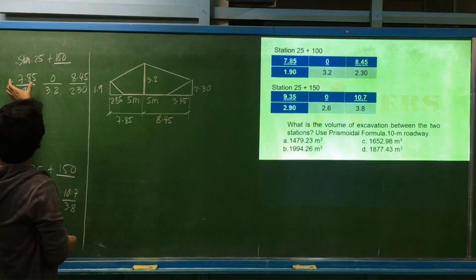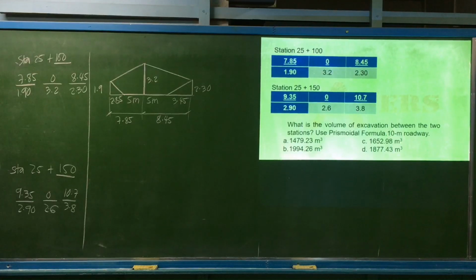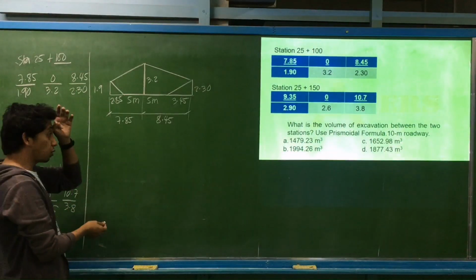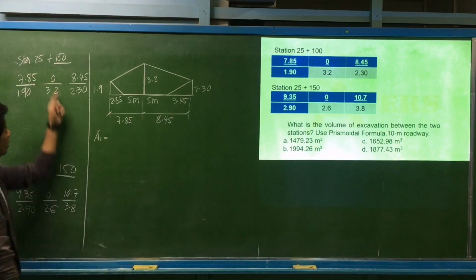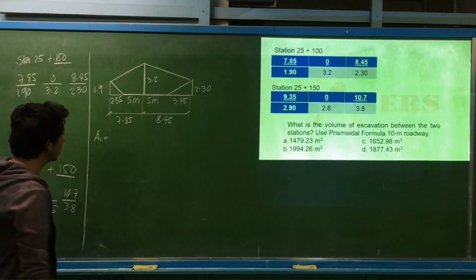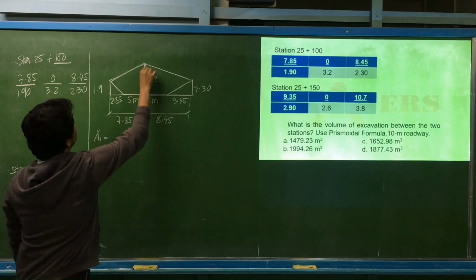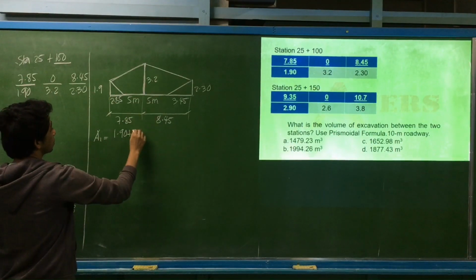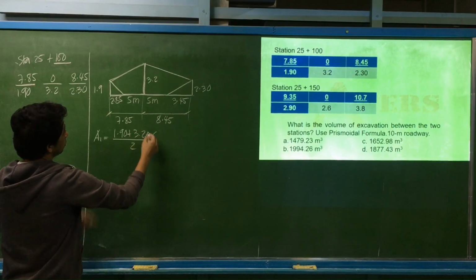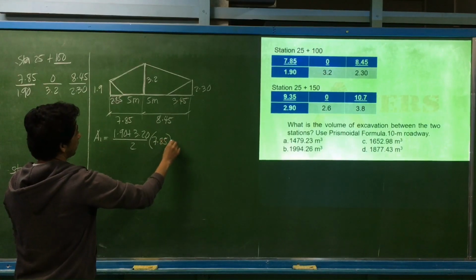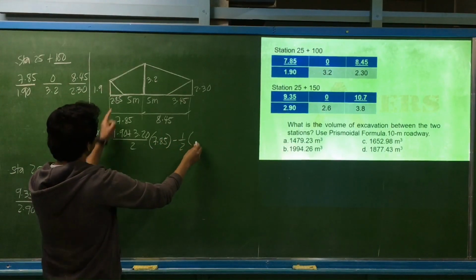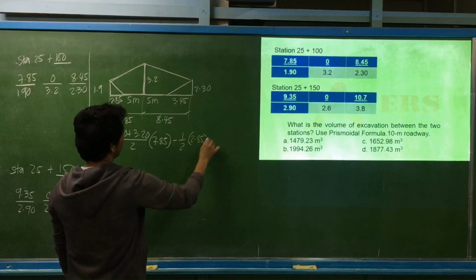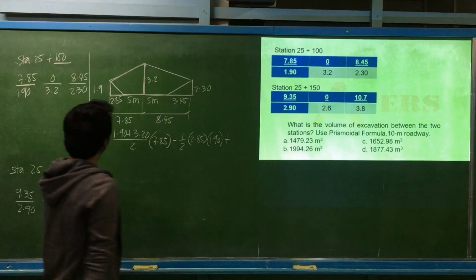So if you plot it, the x-axis is horizontal and the y-axis is vertical: 8.45 and 7.85. First, we think of how to compute the area, let's say area 1 for station 25+100. It's like a trapezoid minus a triangle. The first trapezoid is 1.90 plus 3.20, divided by 2, times the distance 7.85. Subtract the triangle, 1/2 of the base: 7.85 minus 5, half of the roadway, is 2.85, times a height of 1.9.